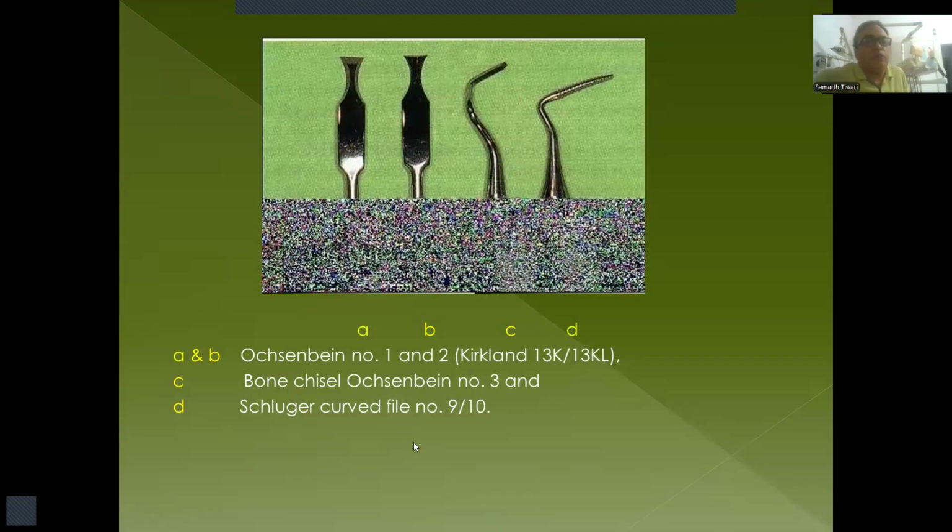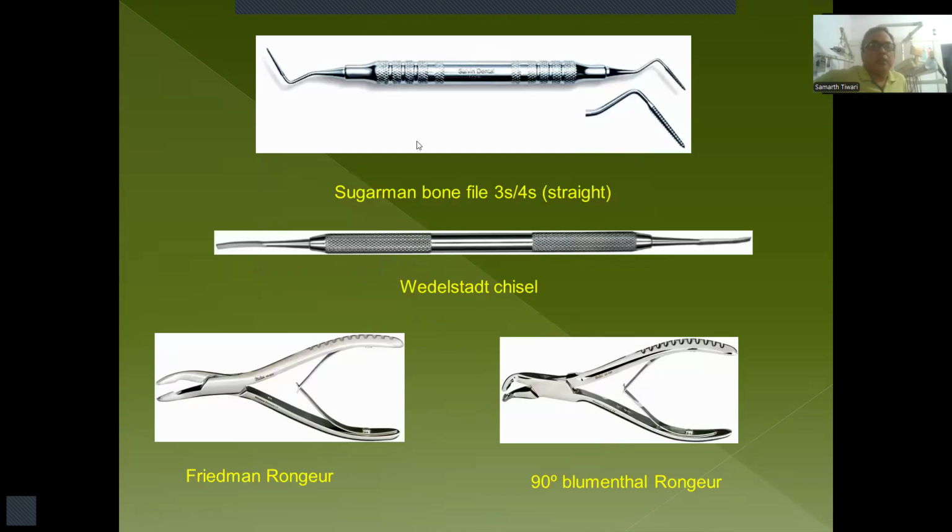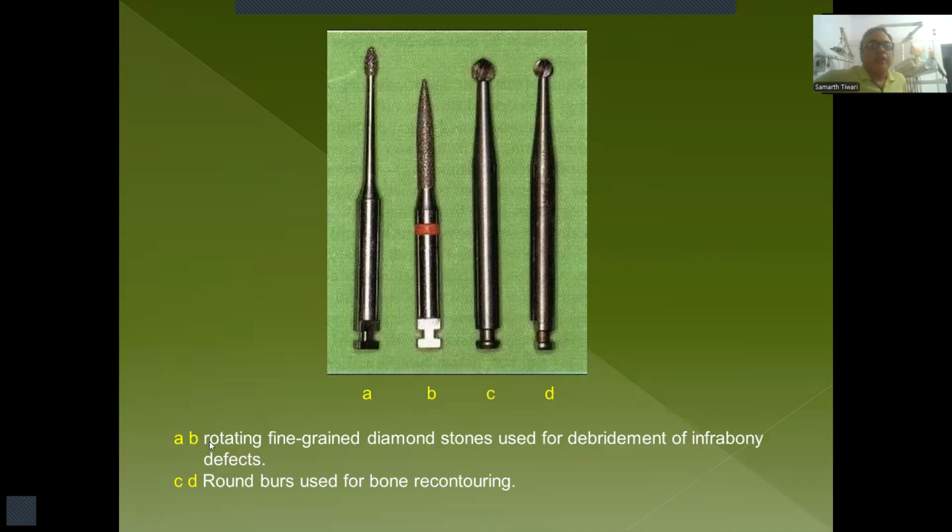Here you can see a diagram of Oschenbein chisel number 1 and 2, A and B. C is the bone chisel, Oschenbein number 3, and D is the Schluger curved file number 9/10. Here this is Sugarman bone file 3S/4S, Wedelstaedt chisel, Friedman Rongeur, and 90-degree Blumenthal Rongeur. A and B are rotating fine-grained diamond stones used for debridement of intrabony defects, and C and D are round ones used for bone recontouring.